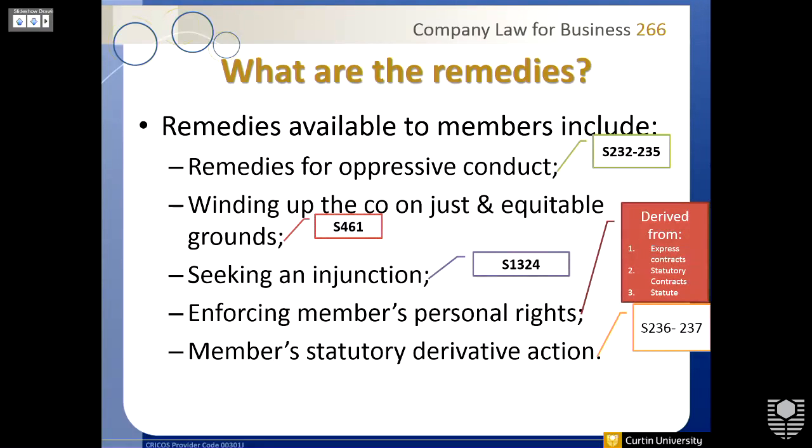Now, when we talk about enforcing members' personal rights, it could be derived from express contracts, statutory contracts, or the statute per se. And when we talk about members' statutory derivative action, we are talking about sections 236 to 237. Now, it's very easy to remember. When you're talking about remedies under oppression, you start from 232 right up to 235. And then when you start on derivative action, you go on to 236 right up to 237. So it's sequential, right?